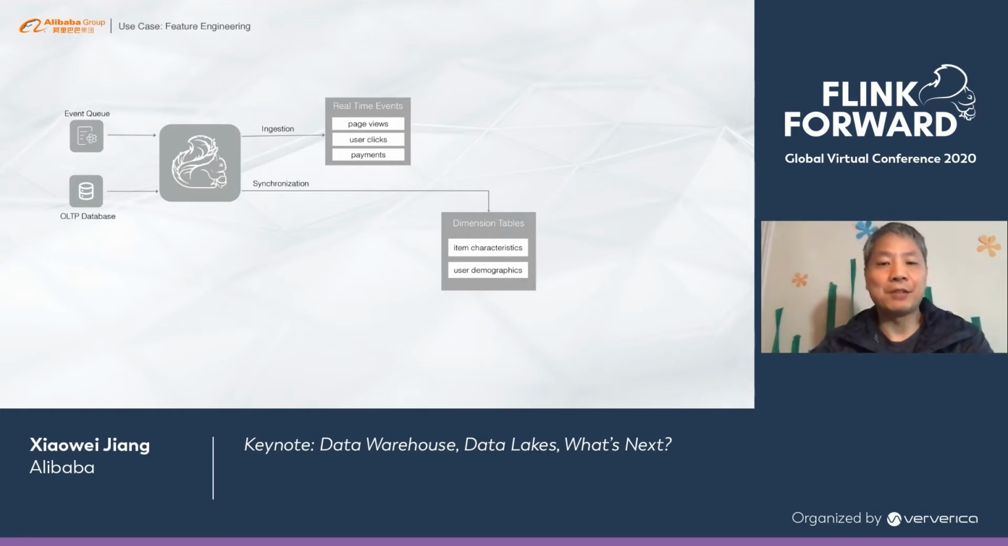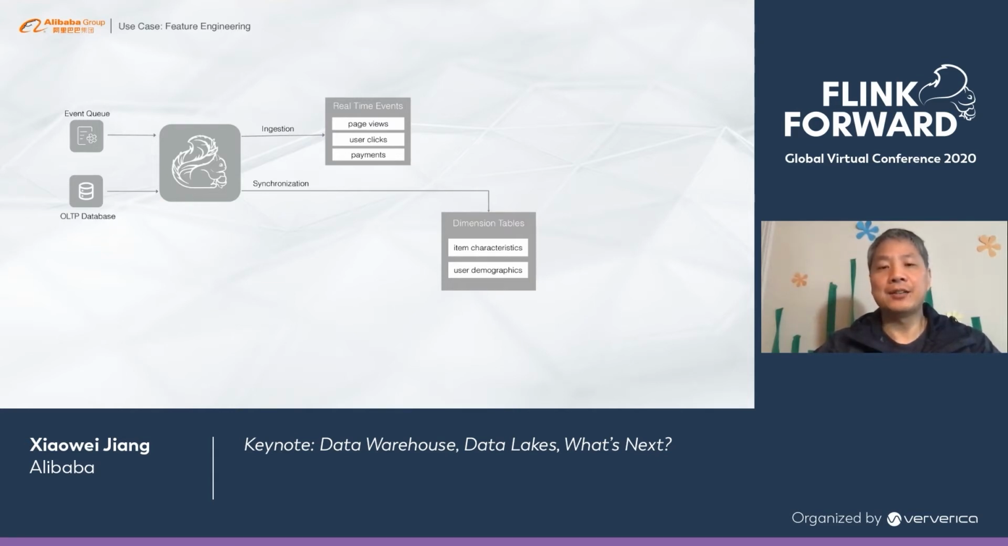So the second step that we are doing is we are going to synchronize the content from a relational database into dimension tables inside our system. Again, we use Flink for such synchronization. Flink can do such synchronizations in real time. Whenever there is an update in the upstream database, Flink will immediately update the corresponding records in our dimension tables. And the end-to-end latency is within a matter of seconds or even sub-seconds.